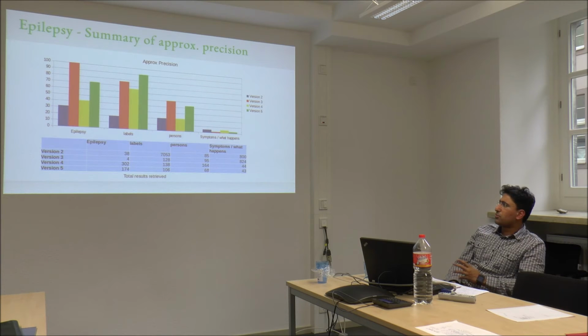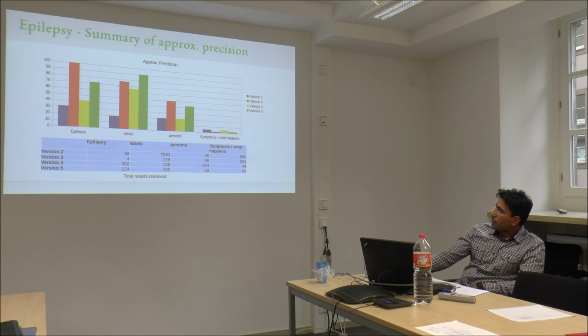So that is sort of the summary of versions 2 to 5. We omitted the results of version 5 because they were quite trash and we needed to reformulate the query. And this is a summary of approximate precision. Here you see the middle box where the epilepsy results are. In version 2 we get a total of 38 results. Out of them only 30% represent the relevant concepts. Here we have 4 concepts and all of them represent the concept epilepsy.